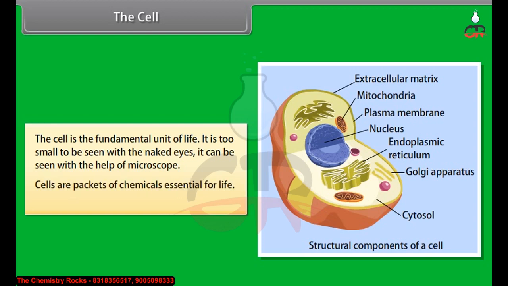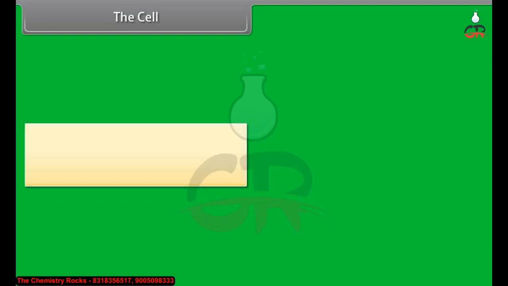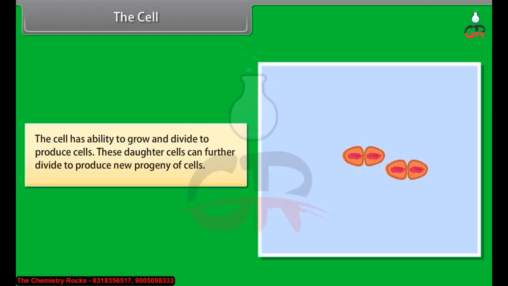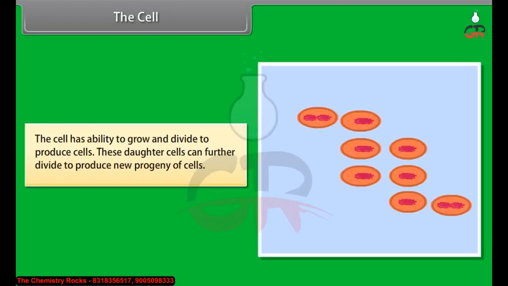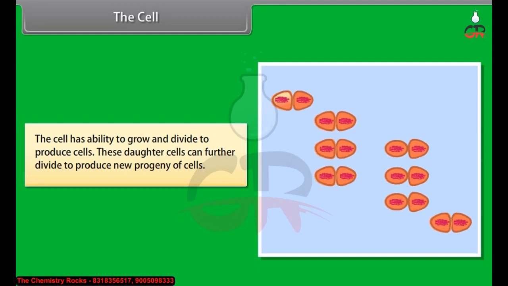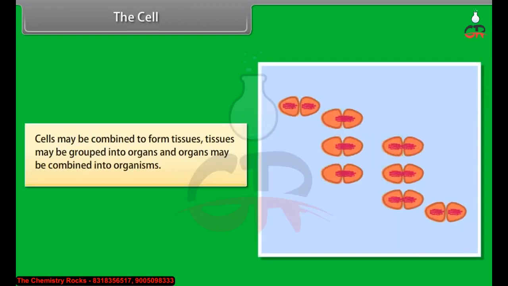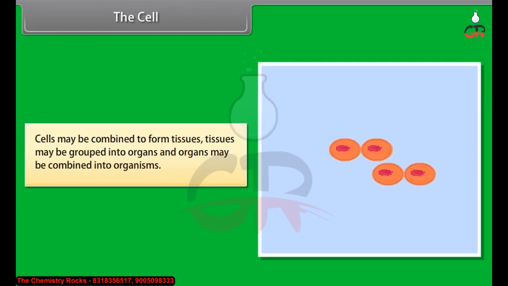Cells are packets of chemicals essential for life. The cell has the ability to grow and divide to produce cells. These daughter cells can further divide to produce a new progeny of cells. Cells may be combined to form tissues. Tissues may be grouped into organs, and organs may be combined into organisms.